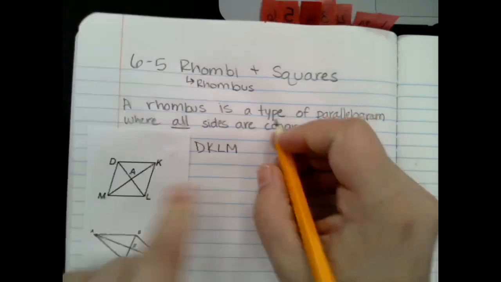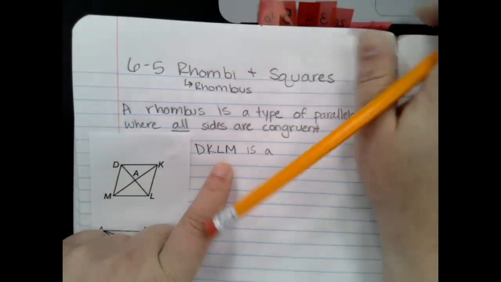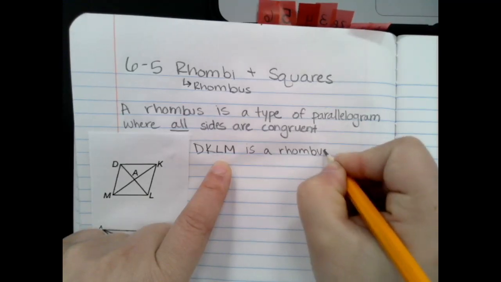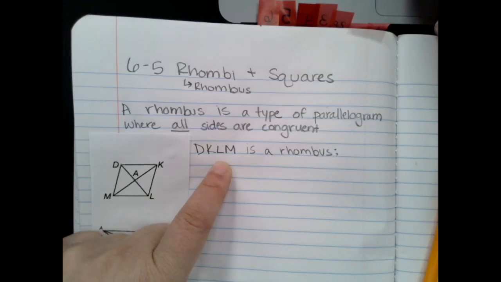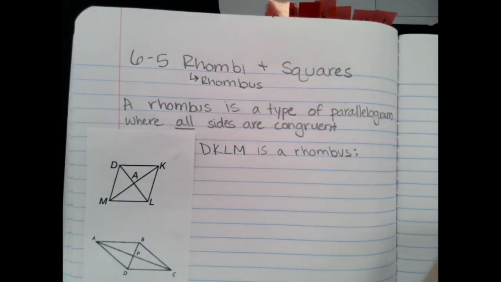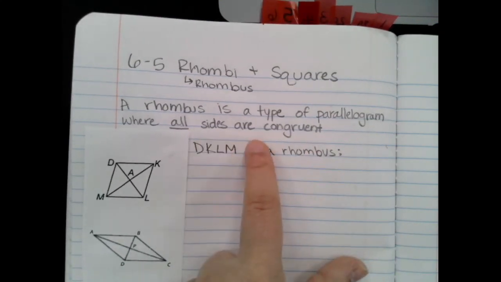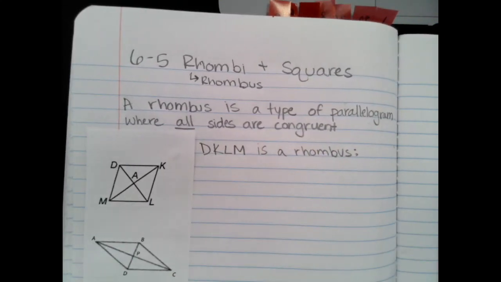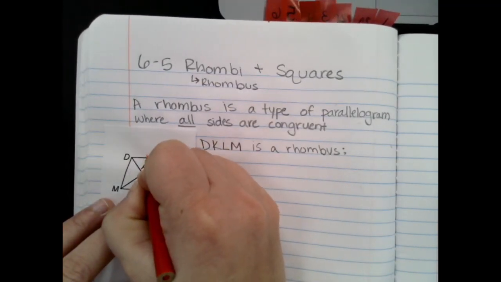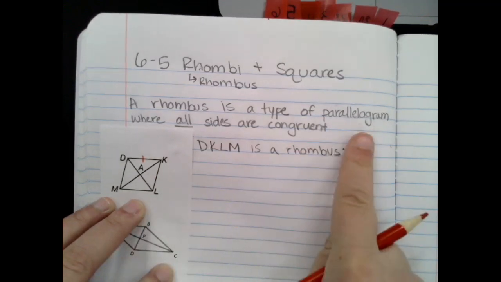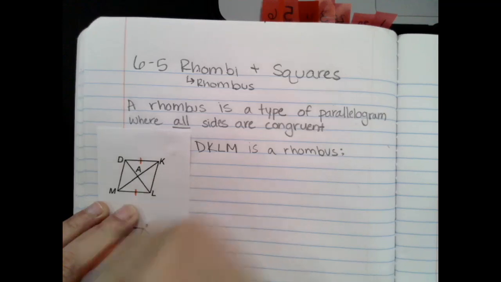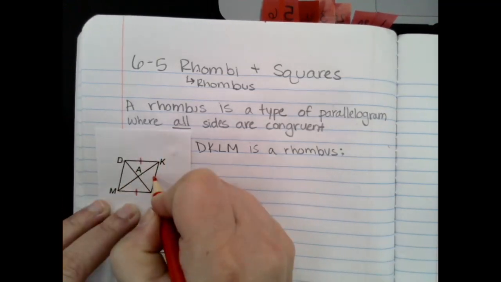Alright, so DKLM is a rhombus. And that tells us a couple of things. First off, because it's a rhombus, we know that all the sides are congruent. So this is where I'm going to grab my first colored pencil. If you're not using colors, remember to still do these markings. So the first thing that we know is that all the sides are congruent. Because it's a parallelogram, we know opposite sides are congruent. So we've always known that with parallelograms. But because all sides are congruent, we can do this too.